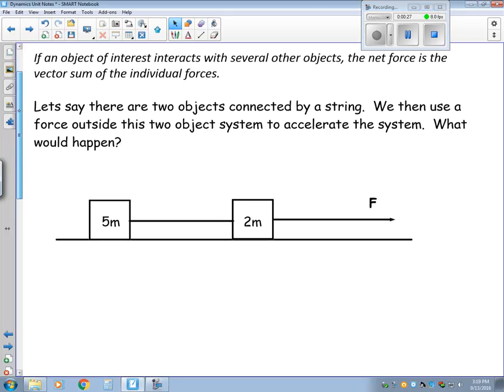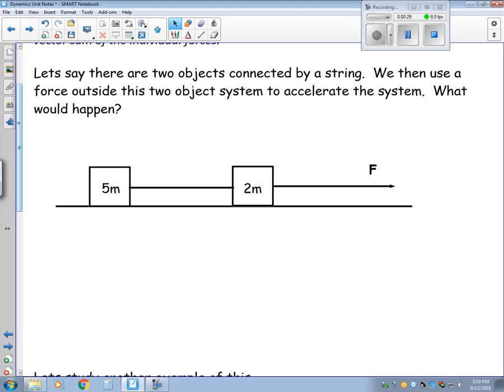Alright, so here's a classic example. I have two objects connected with a string. I have an outside force, F, that's going to act on them, and this F will accelerate the system. There are several things that could potentially happen. So, the first thing we need to do is make a free body diagram for each object. Whenever you have multiple object systems, make a diagram for each object.